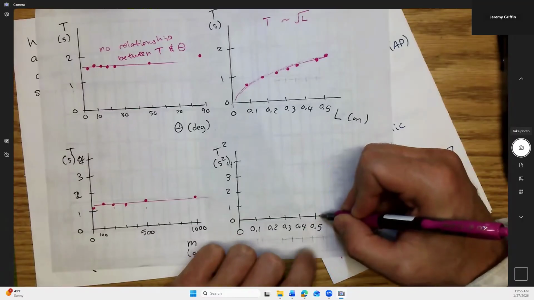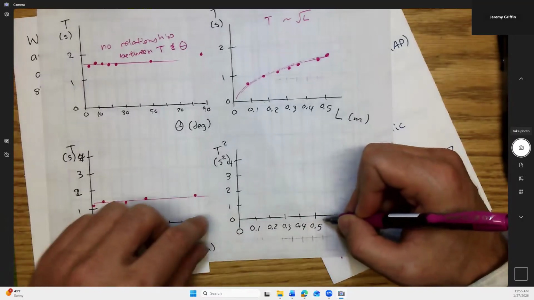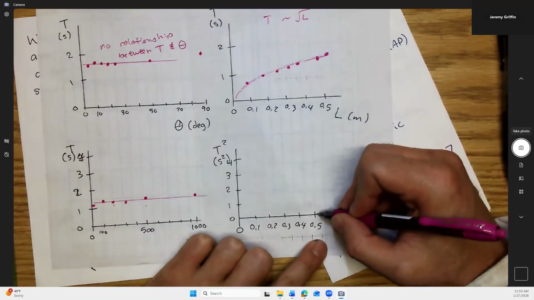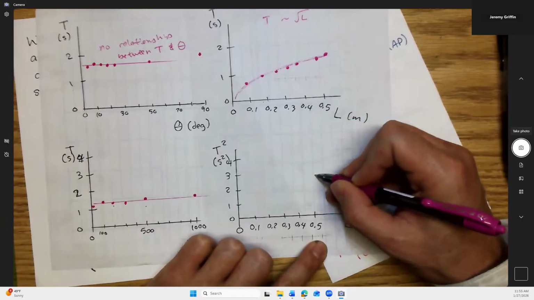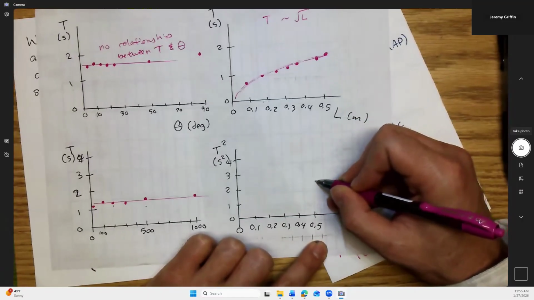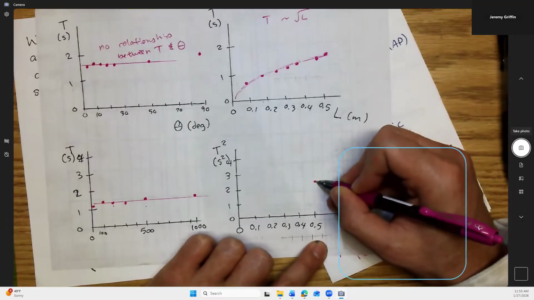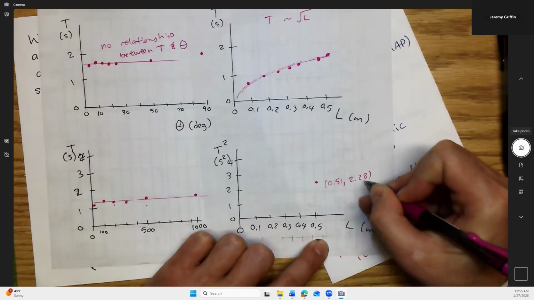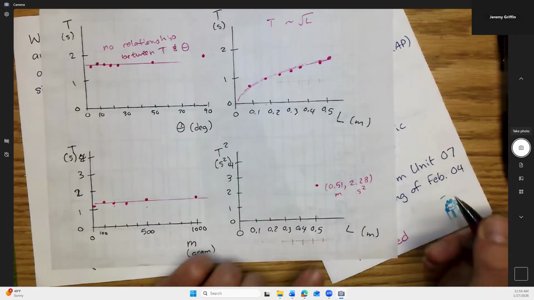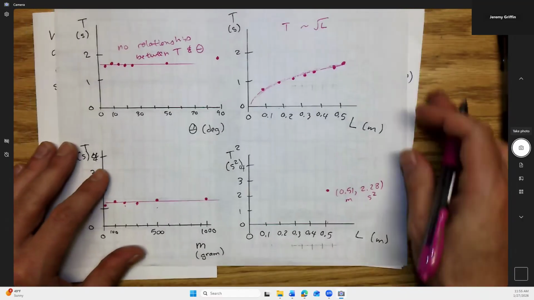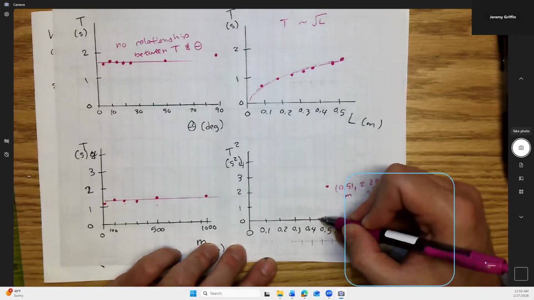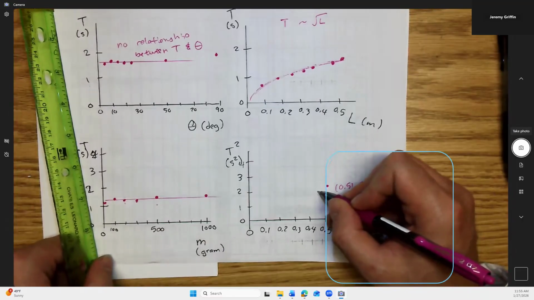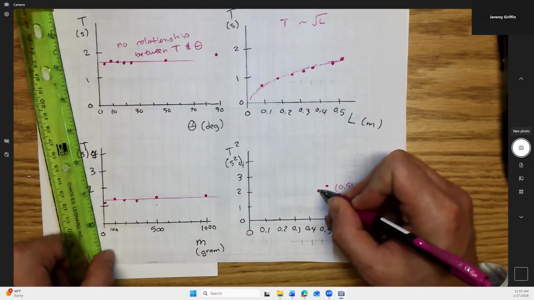0.51, 2.28. So 2.28 is the time squared. That sounds about right. So 0.51 comma 2.28. This is meters and this is square seconds. Go down a bit. 0.46, T squared 1.77. Wait, 1.99. Right about there.